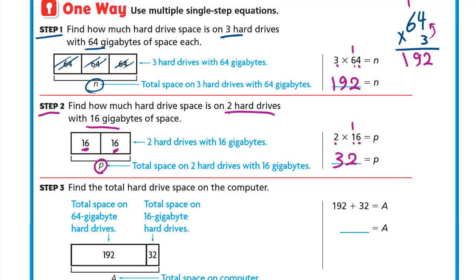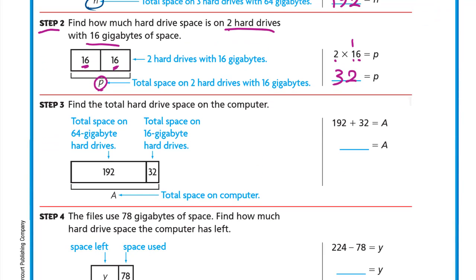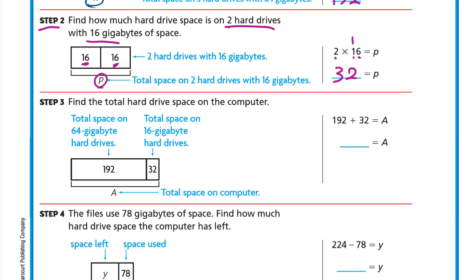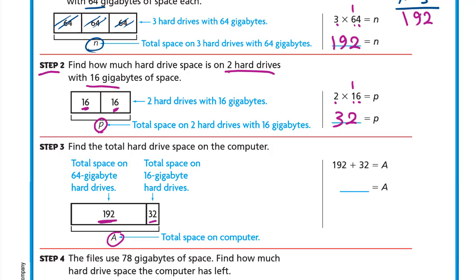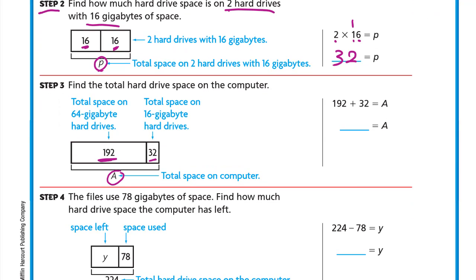Now let's get the total gigabytes of all of the hard drives, the 5 hard drives. So we have 3 hard drives, each is 64, so the total of them is 192. And the total of the 16 gigabytes hard drives is 32. So if we add all of them, we will get the total space for the 5 hard drives. So let's call it A. Okay, so these are names that I can give them: N, B, and A. You can use any letters if you want.